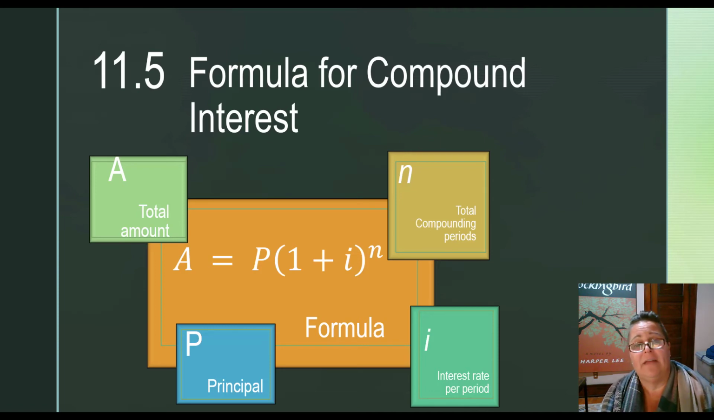We've been finding it for the last 35 minutes. It is still the same. N is your total number of compounds. It is what we've been finding for the last 35 minutes. You still have to find your I and your N as we did previously. We're now just going to put it into this formula. When do we use the compounded interest formula?